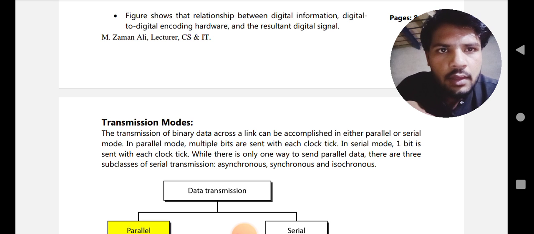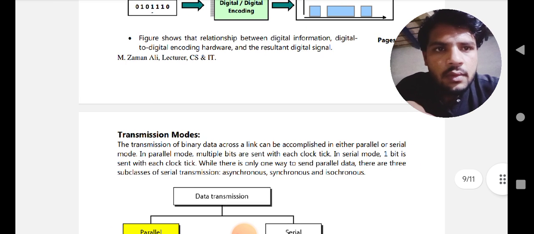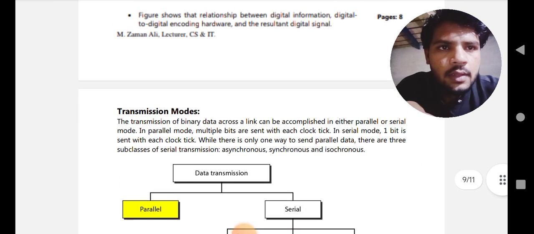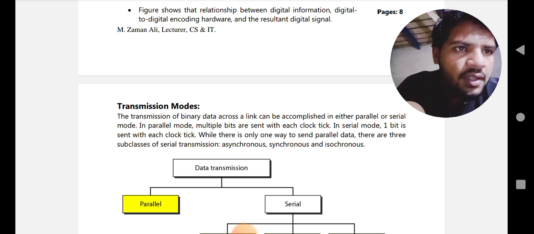And today our topic is transmission mode. So I will discuss it and its diagram also. Transmission mode, what is transmission mode? The transmission of binary data across a link can be accomplished in parallel or serial mode.